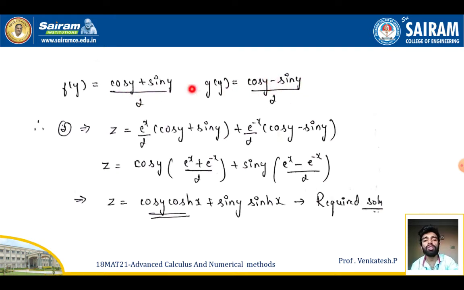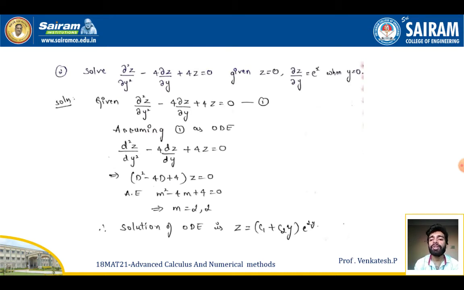So I'm going to replace both the values of f(y) and g(y) in equation number 2. So I will get z is equal to e^x by 2 (cos y plus sin y) plus e^(-x) by 2 (cos y minus sin y). From this equation, I'm taking cos y as a common factor, so the remaining will be (e^x plus e^(-x)) by 2. Same thing here, I'm taking sin y as a common factor, and the remaining will be (e^x minus e^(-x)) by 2. So it will be equal to cos y into cosh x plus sin y into sinh x, which is the required solution for the given partial differential equation.